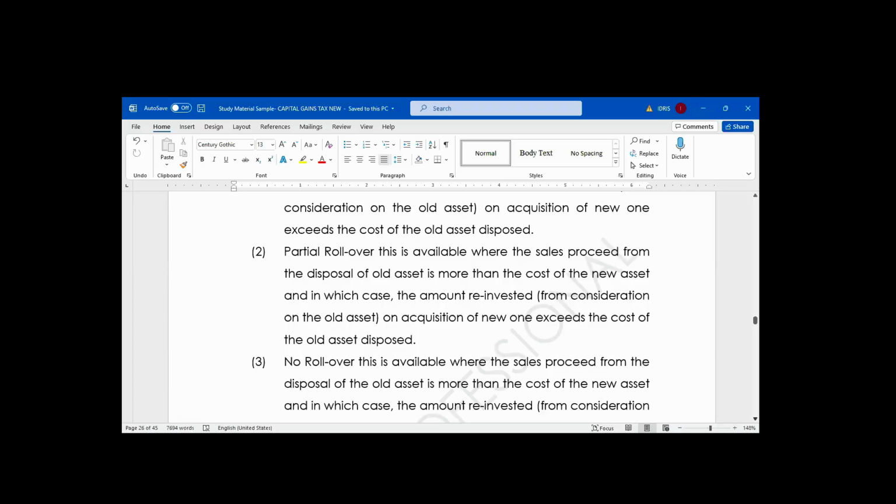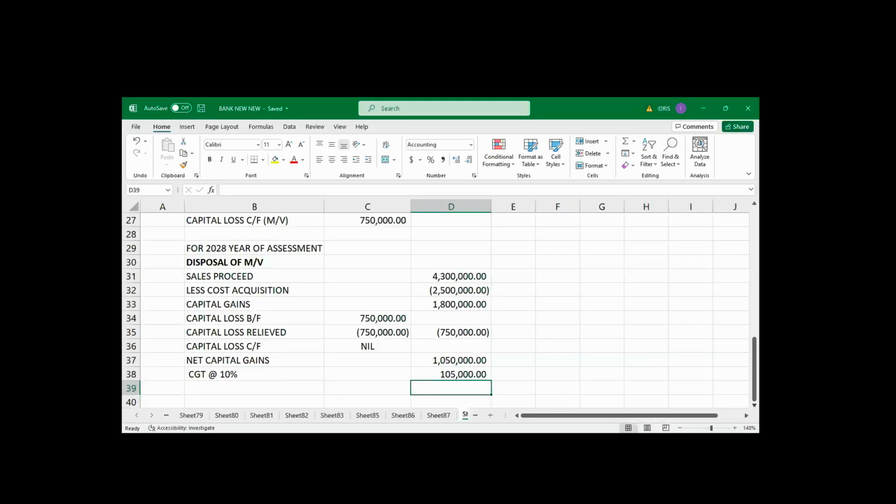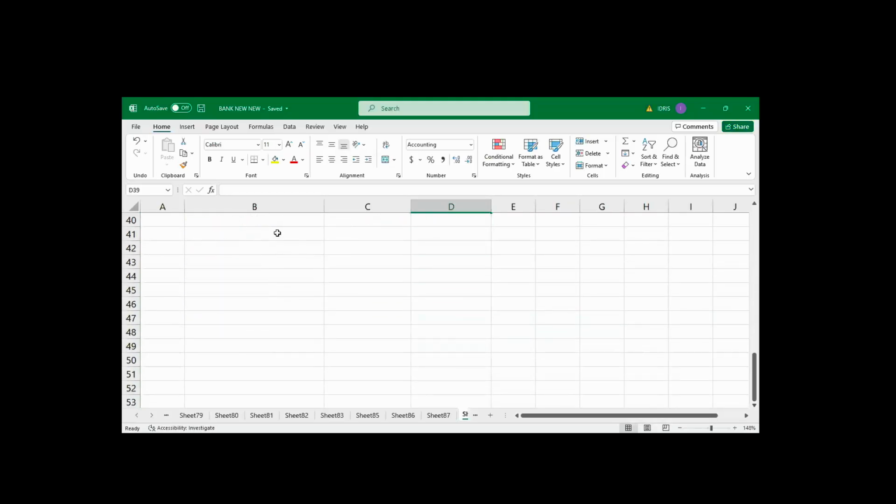Now, I want to ask a question. Land and building. Let me go to my Excel. I want to give an illustration in Excel. You will now tell me what type of rollover relief this is. Look at it. Land and building.